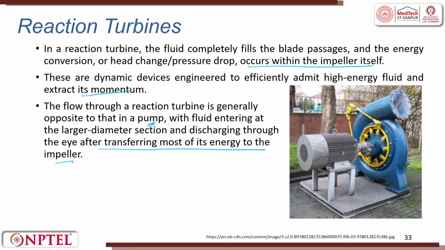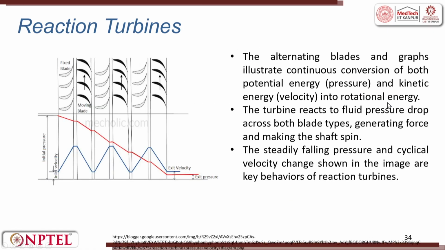So, what happens is, the shaft is rotating. You have a blade, the water hits, and then the rotor starts rotating. This graphical illustration shows continuous conversion of both potential energy, pressure, and kinetic energy, velocity, into rotational motion. You can see the exit pressure, how it falls, and the exit velocity. Here are fixed blades and here are moving blades, fixed blades, moving blades. You see how the pressure falls down drastically, and the exit velocity is almost the same.